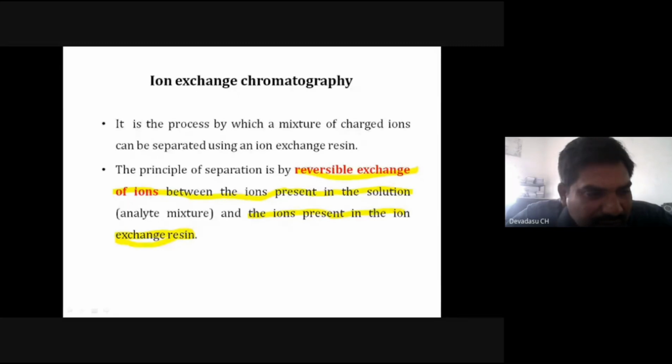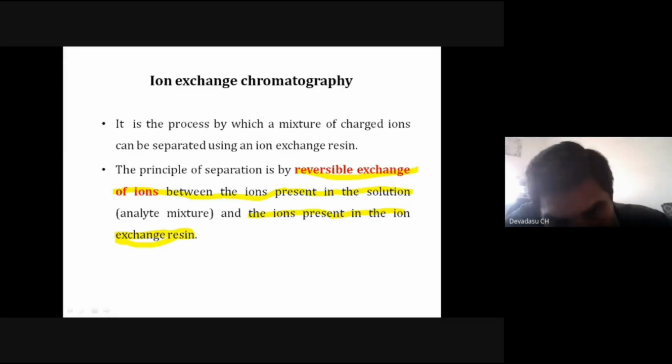ఓకే, ఎక్స్చేంజ్ అనేది ఎలా ఉండాలంటే ఈ వస్తువు ఎంతైతే వాల్యూ ఉందో అంతే వాల్యూ ఉండే వస్తువు తీసుకోవాలి, అప్పుడు మాత్రమే ఎక్స్చేంజ్. ఇక్కడ కూడా అయాన్స్ మధ్యన ఎక్స్చేంజ్ జరుగుతుంది, సిమిలర్ కైండ్ ఆఫ్ అయాన్స్. ఇక్కడ శాంపుల్లో అయాన్స్ ఉన్నాయి, స్టేషనరీ ఫేజ్‌లో కూడా అయాన్స్ ఉన్నాయి. The exchange must be between ions present in the mixture and the ions present in the ion exchange resin, nothing but the stationary phase.